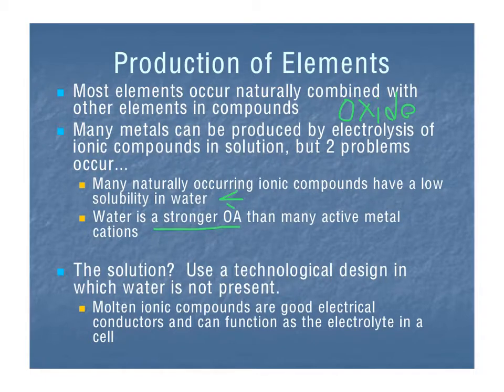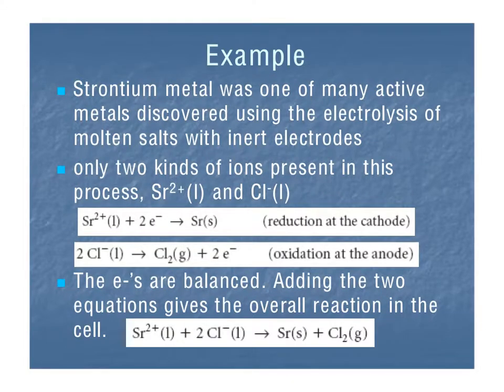Therefore, we have to use a system that does not involve water, and one way to do it is to use molten or melted ionic compounds. The molten compound not only serves as the reactant in the reaction, but it also serves as the electrolyte where the ions can conduct. For example, strontium was one of the metals that was first purified using electrolysis of the molten compound. Here, you'll notice that the strontium ion is present in the liquid form and not the aqueous form, as well the chloride ion is present in the liquid form.